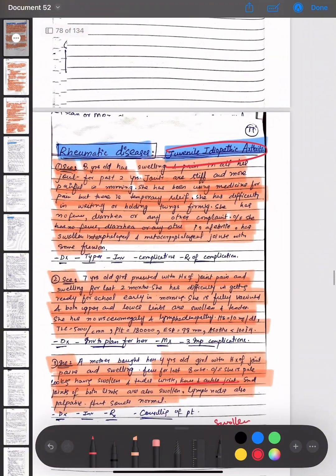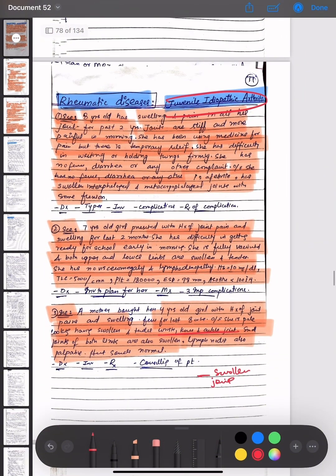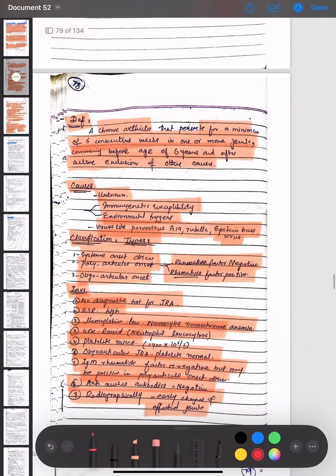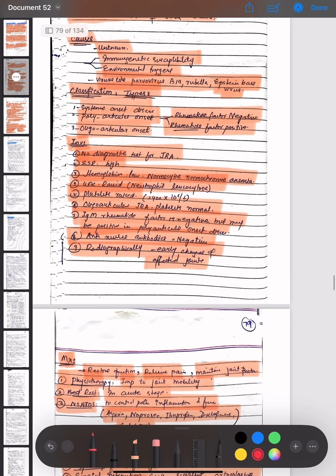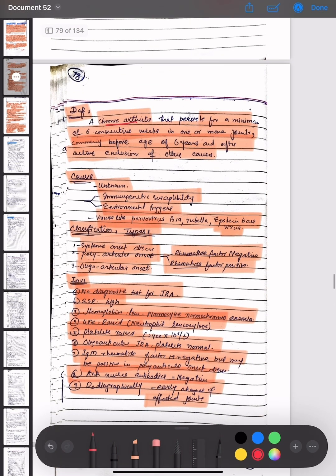This is rheumatoid arthritis, and we have some diagnostic points: there are multiple swollen joints, and it is affecting her daily life routine. We have discussed the definition, that it is a chronic arthritis which lasts for a minimum of 6 consecutive weeks. Then we have discussed the different causes, which are unknown causes, immunogenetic susceptibility, environmental triggers, and viruses like parvovirus B19, rubella, and Epstein-Barr virus.